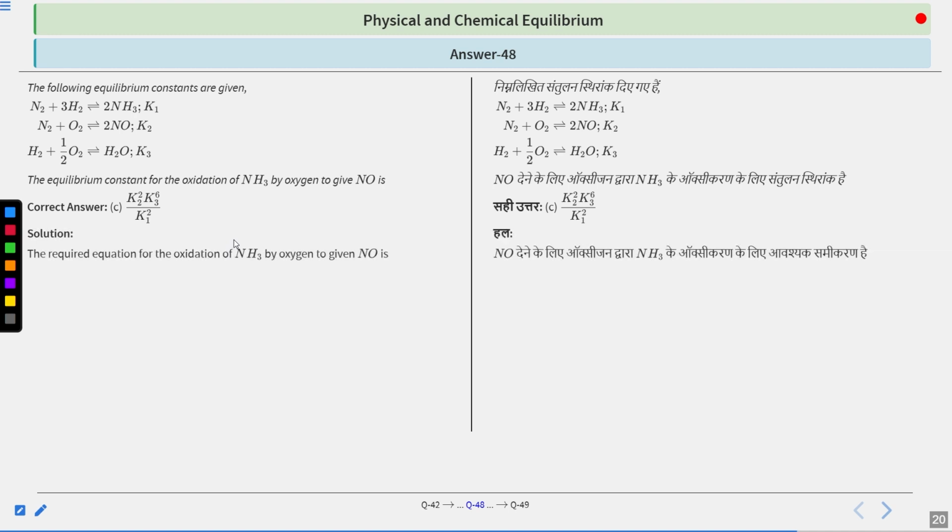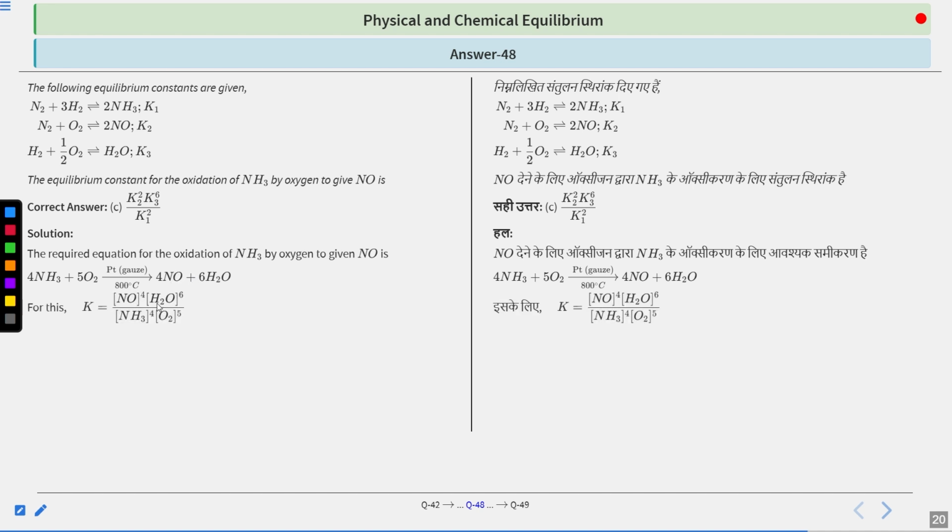Now the required equation for the oxidation of NH3 by oxygen to give NO is, so this is your equation. 4 moles of NH3, that is ammonia, reacts with 5 moles of oxygen in the presence of Pt at 800 degrees Celsius to give us 4 NO plus 6 H2O. For this, we can write K is equal to NO raised to the power 4, H2O raised to the power 6, over ammonia raised to the power 4 and oxygen raised to the power 5.